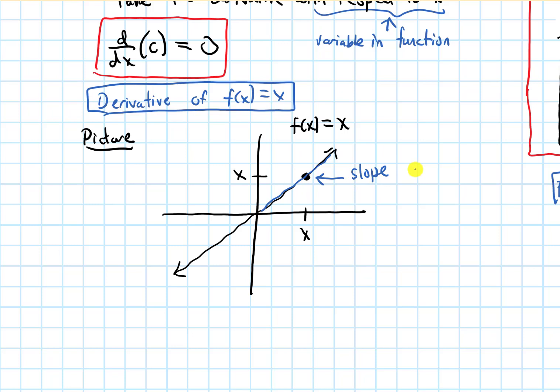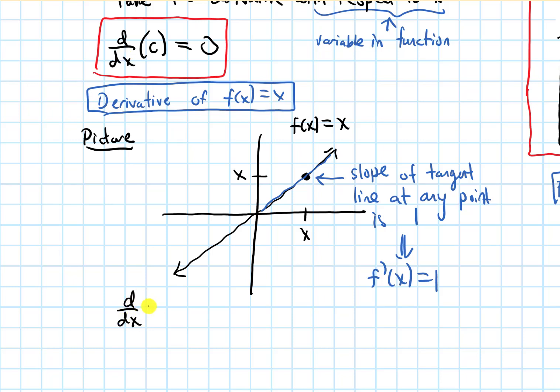So if I measure the slope of the tangent line at any point, it is going to be 1. That's the slope of this line. So because of that, f prime of x is equal to 1. And if I practice using this d dx notation, we would get d dx of x, the derivative of the function x, treating x as the variable, is 1.